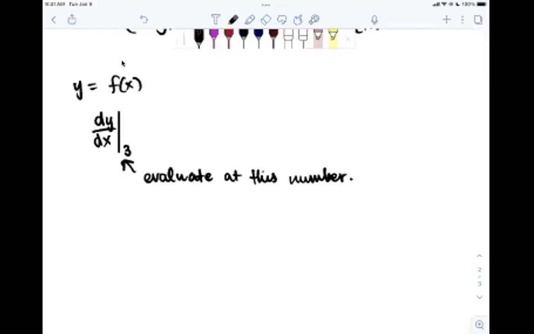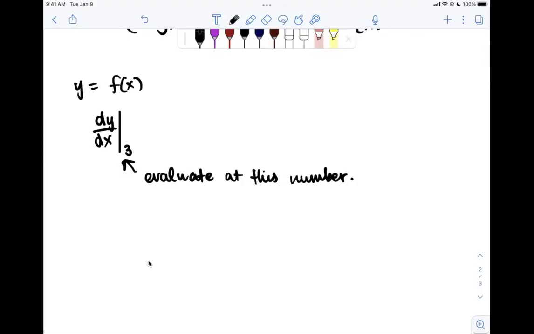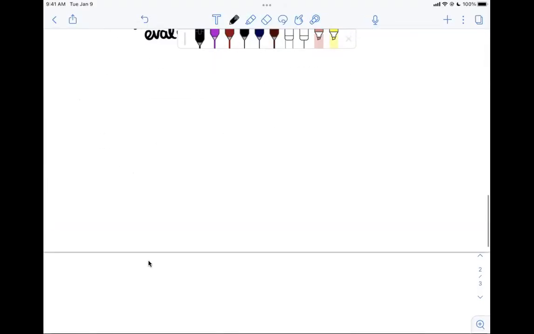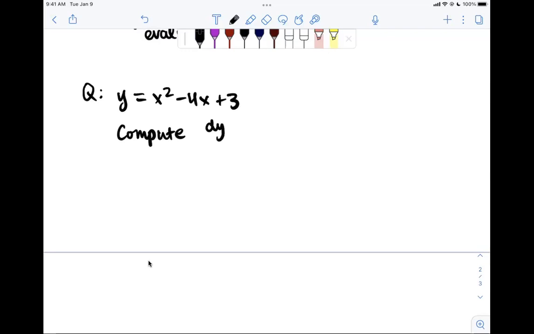So let's do some practice. Here's the first problem. Say y equals x squared minus 4x plus 3. The question is to compute the derivative evaluated at 3. I'll pause for a minute and then explain the answer.